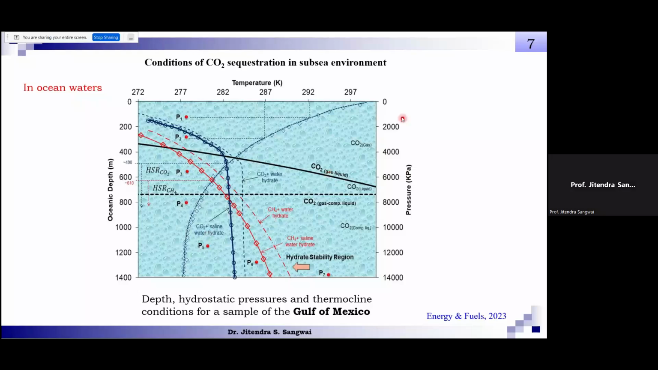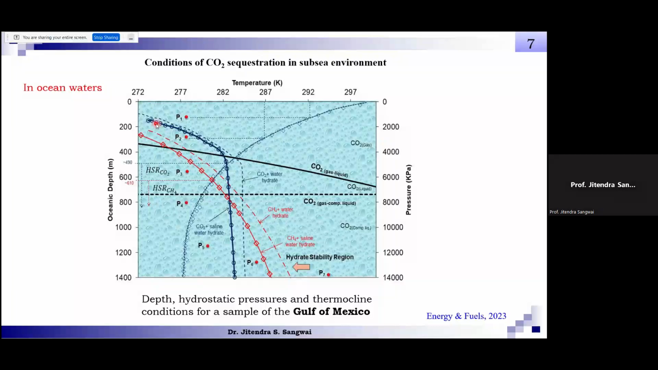Now, pressure wise, it's simple, you can just correspondingly look at the secondary y-axis, that is your pressure, right? So at P5, I can say that the temperature is about 4 degrees centigrade or 277 degrees Kelvin, and the pressure is somewhere about 10 to 12, 11 megapascal or 11,000 kilopascal, right? So this is 11 megapascal, right?